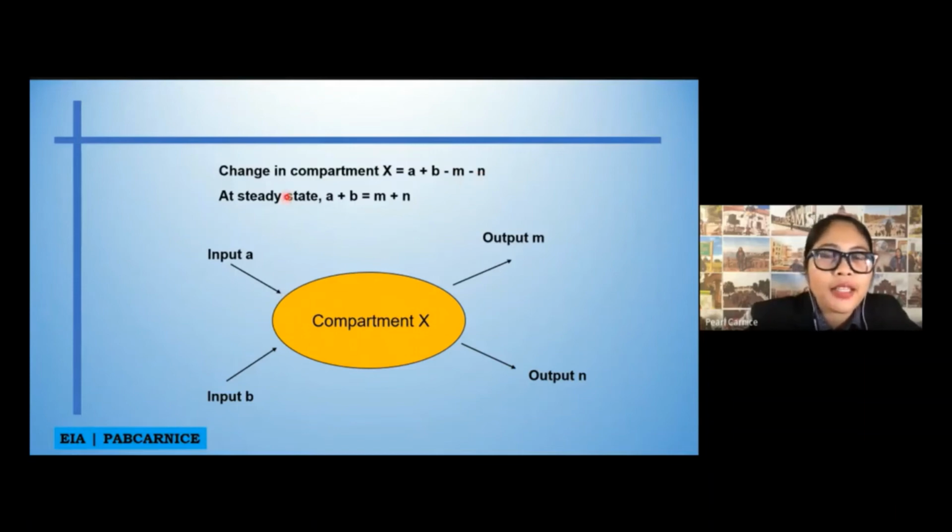At a steady state, if the volume of input A plus input B is equal to the output of output M and output N, then the volume in your compartment X would be steady, or would still be equal to the original state.